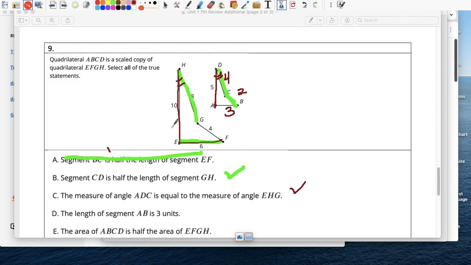The length of AB is 3 units. Where is AB? From here to here, we found out it's 3. And the area of ABCD is half the area of EFGH. So that's not how it works. Okay.